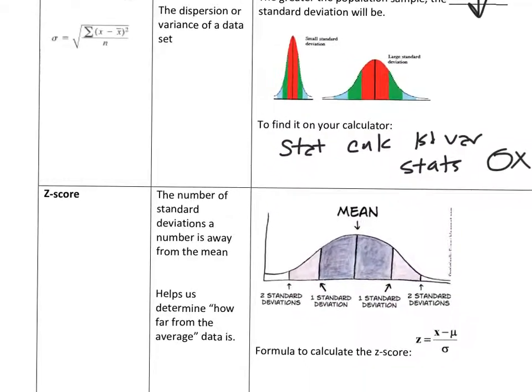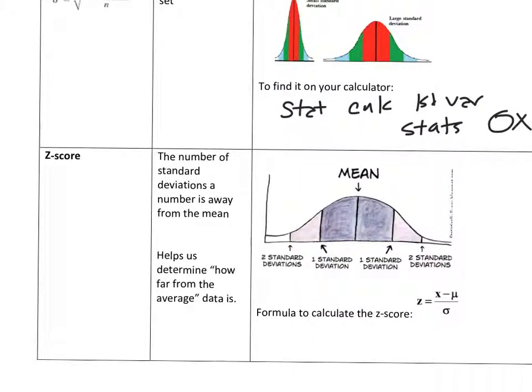A z-score is the number of standard deviations a number is away from the mean. So it helps us determine how far from the average something is. You can have a positive z-score. If this is the mean, anything in this data set over here would have a positive z-score. Anything over here would have a negative z-score. If I put numbers on here, if the mean is 10 and the standard deviation is 2, this number would be 8.